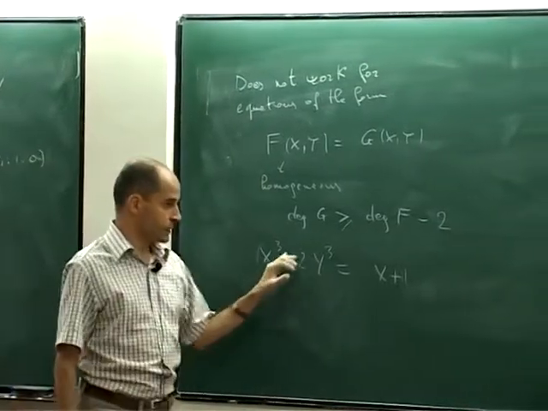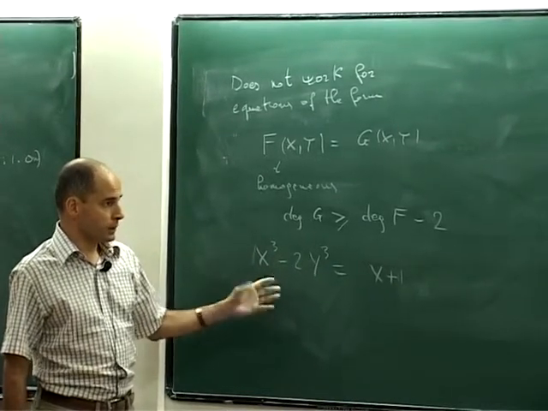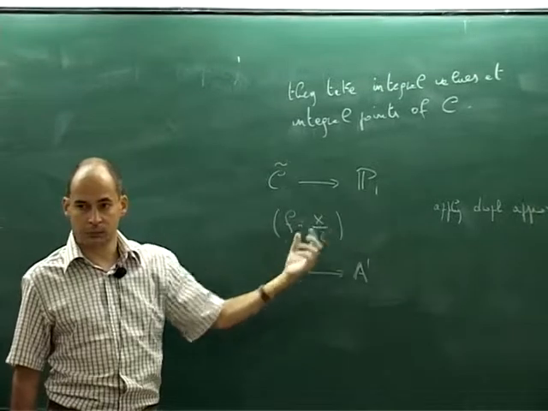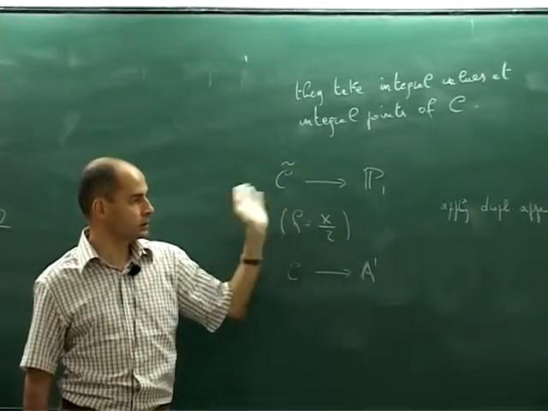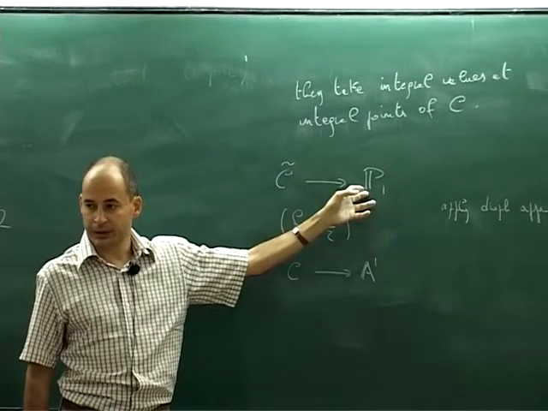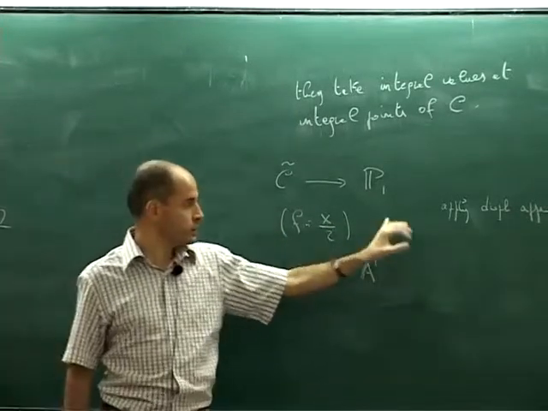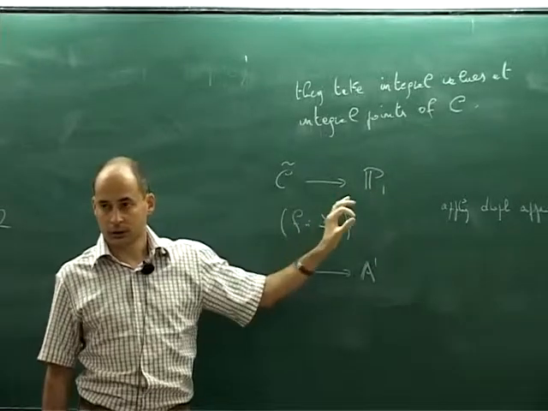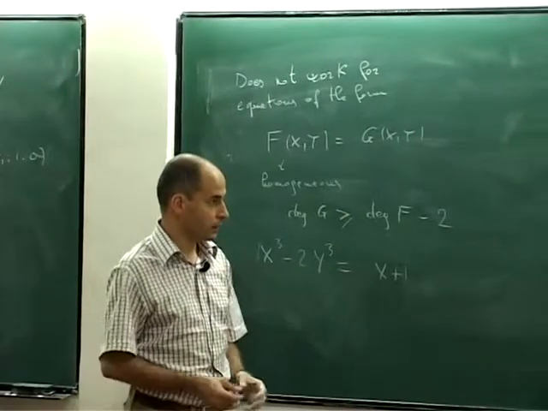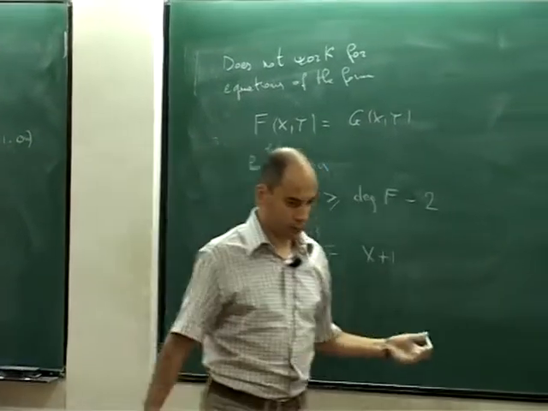So next time I will prove how to work in the general situation, and the idea is to replace P1 by Pn. So instead of considering a morphism to P1, we consider a general morphism to a sufficiently large projective space, and then apply not Roth's theorem, which is the Diophantine approximation result on the line, but its natural generalization, the subspace theorem, which holds in arbitrary projective space. And, well, I stop here for today.